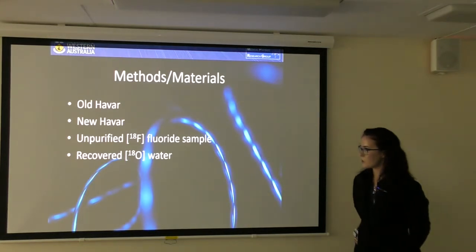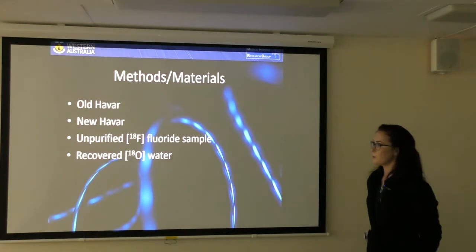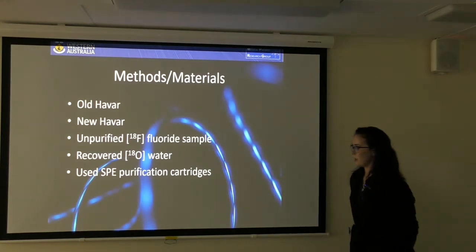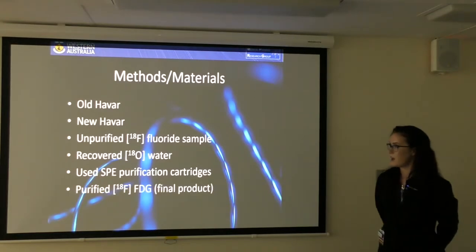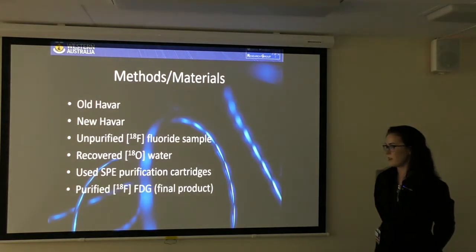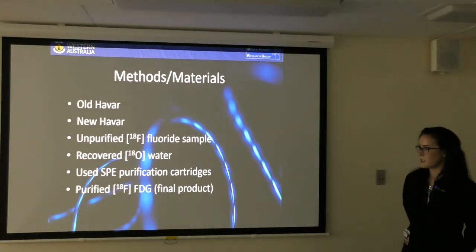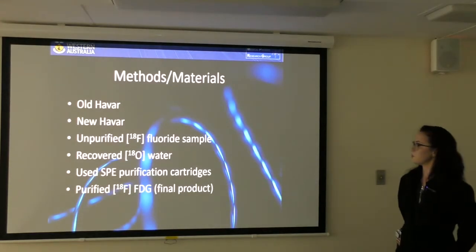Same for the recovered water. After being passed through the QMA column, I took the recovered water and placed that on the gamma spectrometer. With the SPE purification cartridges, there were 2 sets. I also placed them on there. And last but not least, I looked at the purified F18 FDG product. The purified F18 FDG was made in the morning and then analysed that afternoon.